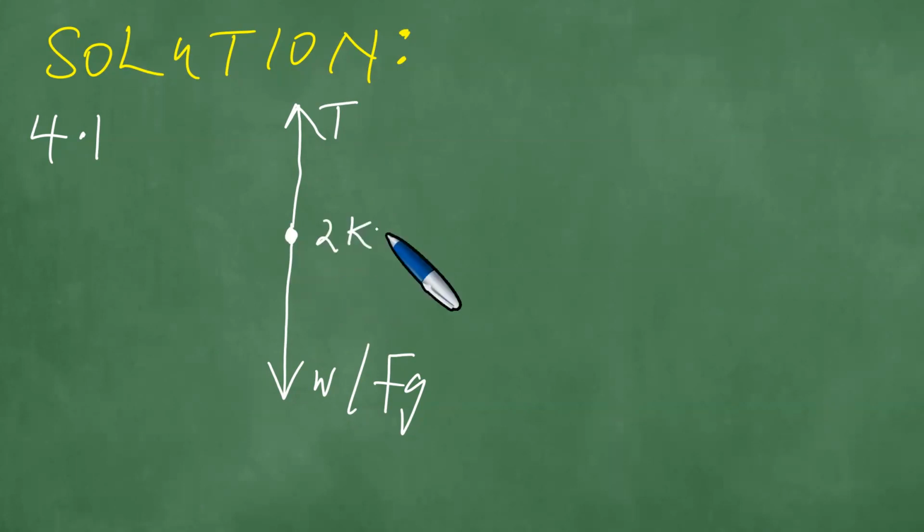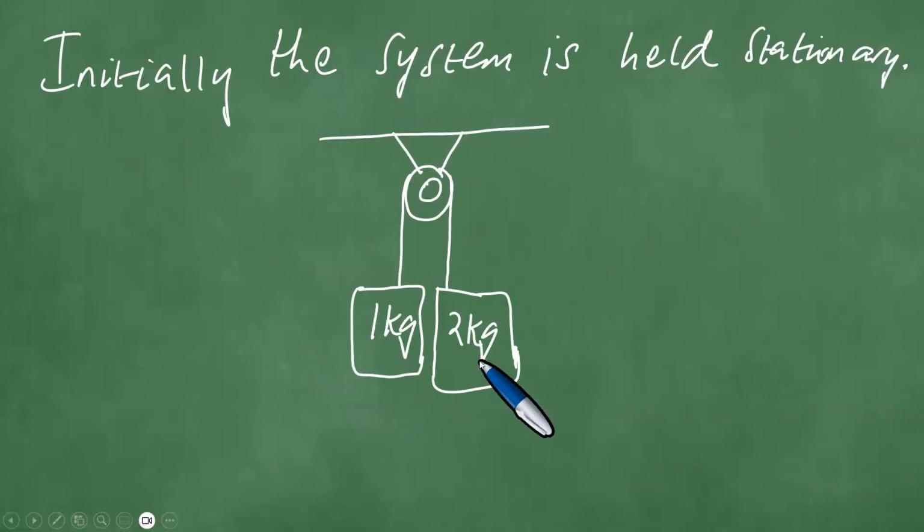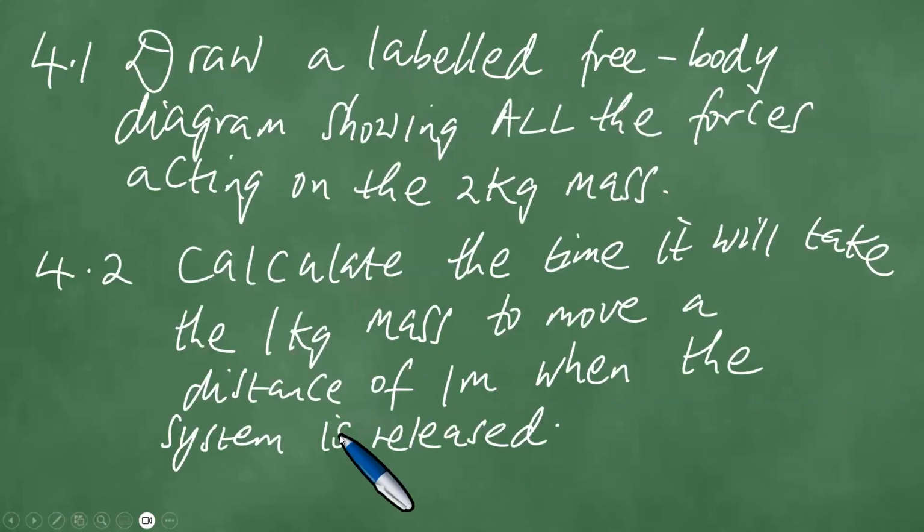Looking at the 2 kilogram block, here it is sitting here, but we're just showing the forces acting on it. Because it is hanging there in the air, this one is having a weight and this one is having an upward force. The upward force is the tension and the weight is downwards.